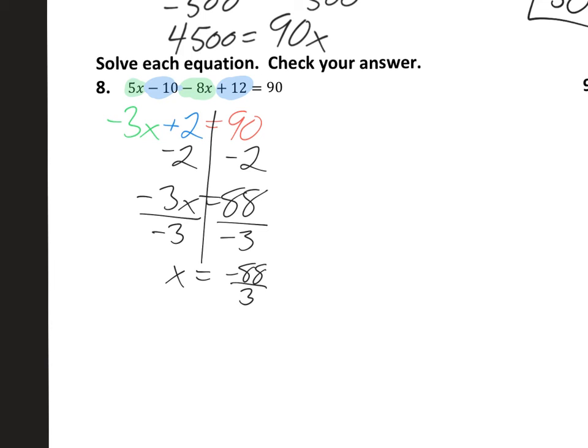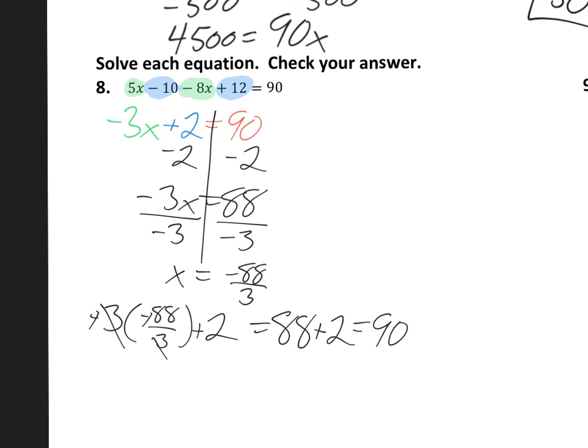Now we are going to check your answer. So we're going to do negative 3 times negative 88 divided by 3, plus 2. These 3's are going to cancel, and these negatives are also going to cancel. So we have 88 plus 2, which equals 90, which is what I wanted. So perfect. You could have done negative 88 divided by 3 and said it was the same as negative 29.3 repeating, but I didn't want to. I just wanted to leave it as a fraction. There's no issue with having fractions as answers.